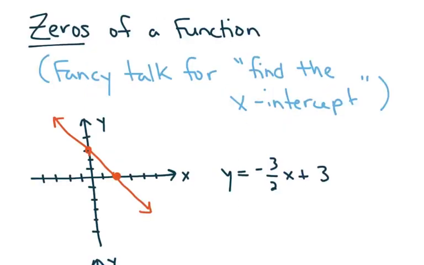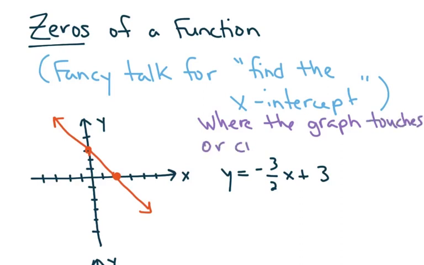To do the next page of the packet, we're going to talk about something called the zeros of a function. This is fancy talk for find the x-intercept. You already know how to find the x-intercept. Remember, x-intercept is where the graph crosses or touches. I want to be very, very particular here. Is where the graph touches or crosses the x-axis. And so the special name we have for it is a zero.